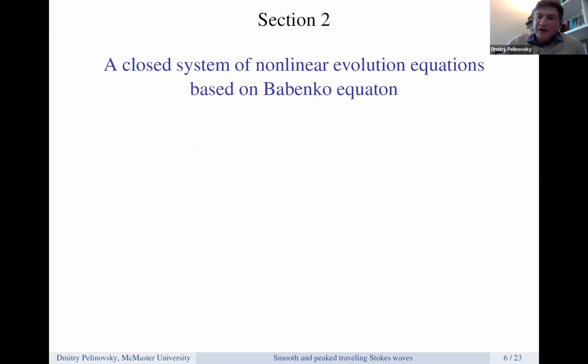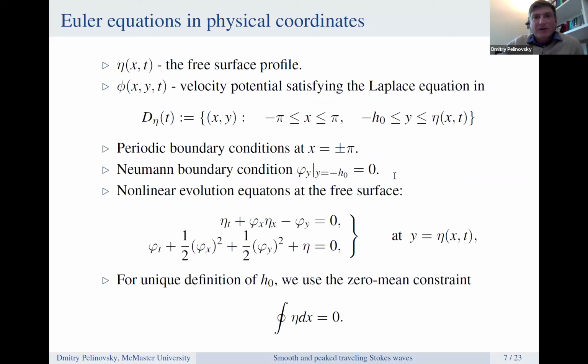And it was derived about 30 years ago, maybe 40 years ago, in the context of Euler equations. And it is using the conformal transformation method. So the starting part is classical. We have the free surface profile here, the velocity potential, which is defined in the fluid domain with a periodic boundary condition in the x direction, a flat bottom at the bottom, and then the free surface here at the top, with Neumann boundary conditions at the flat bottom.